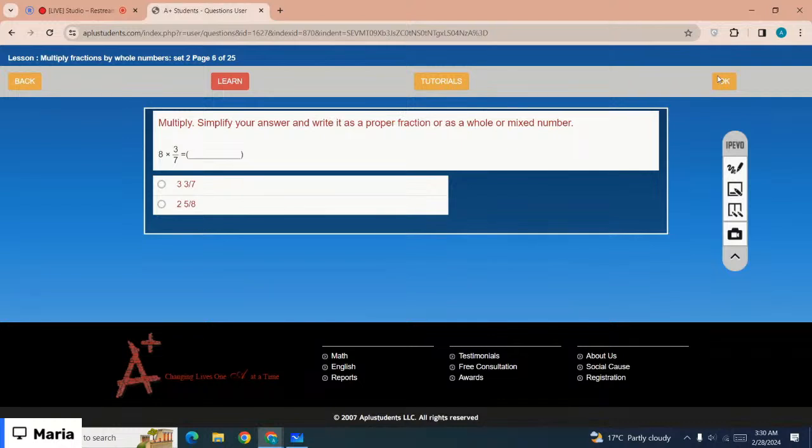8 times 3 over 7. So which is the correct option? Which option is the correct one? Yes, that would be option number 1. 3 whole 3 over 7 is the correct option, right?